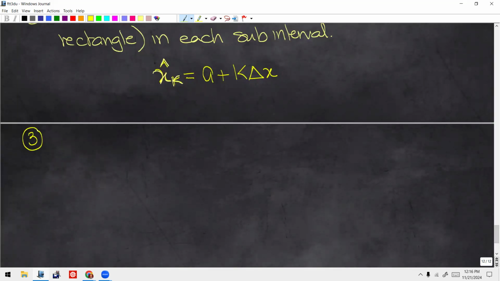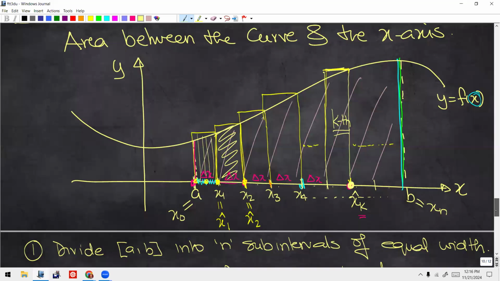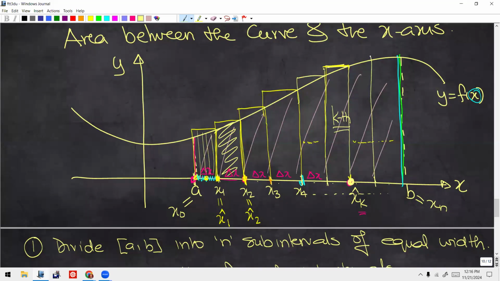Step 3 is we want to find the area of each of those rectangles, correct? Because if I take all of these rectangles and add them up, will that give me the exact area? No, I'm overshooting quite a bit here, correct? These are all overshoots, right? So the area that I get will be more than the actual area, but that's okay. But we can fix that.